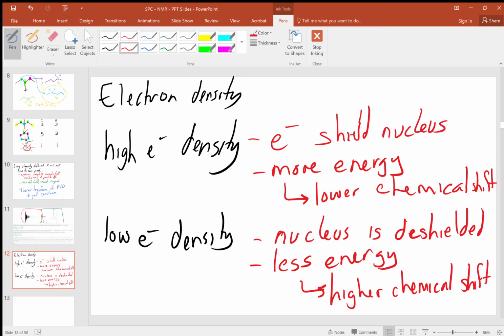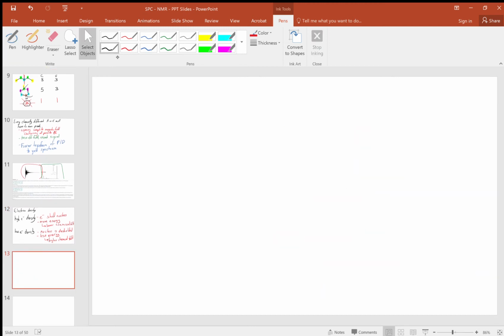So what do we mean by low and high electron density? Well, what you'd want to think about is, what if we attached a fluorine? So let's say we had methane.